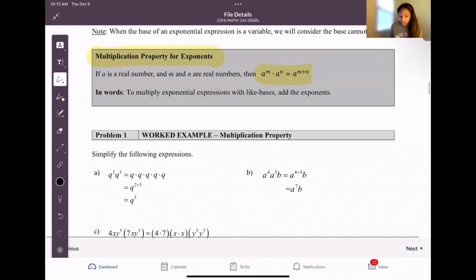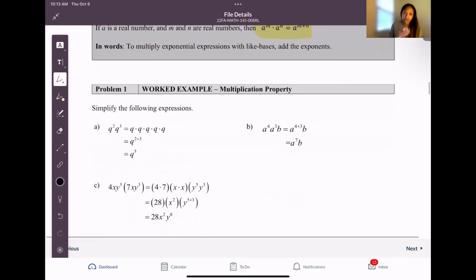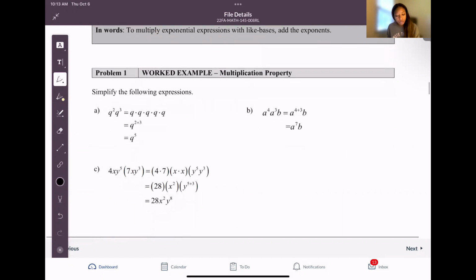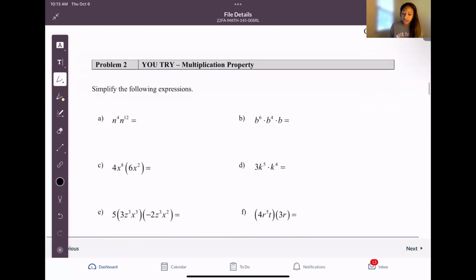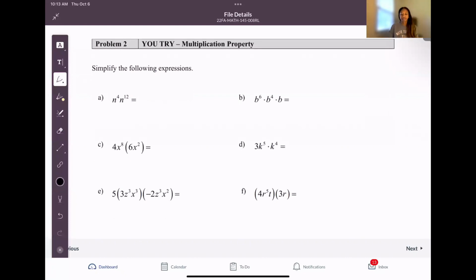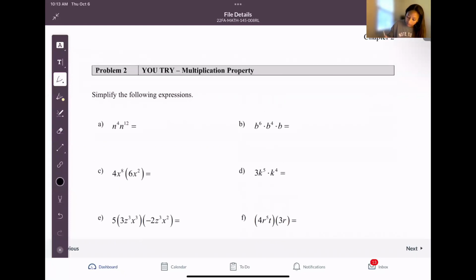All right, problem 1 is worked out for us. You can read through the examples in problem 1 when you're doing your studying for this. I want to jump to the you try and the guided example problems. So I'll write the property again at the top so we can refer to it if we need to. It says if we take two exponential terms with the same base and they're being multiplied by each other, we can simplify this to one exponential term by keeping the base the same and adding the exponents together.